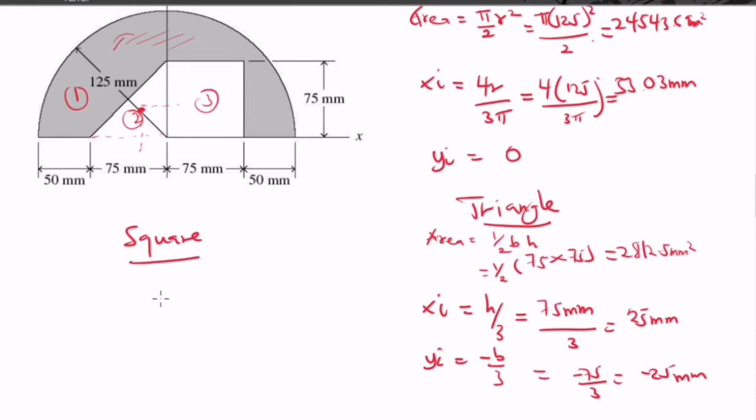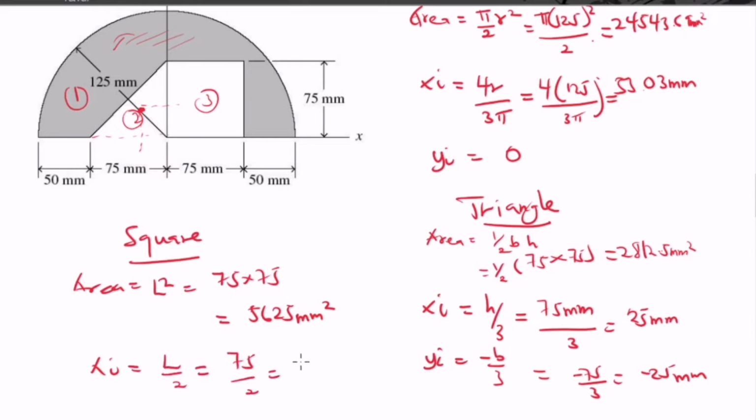For the square, the area is going to give you length squared, which in this case the length is 75. So you're going to get 75 by 75, and your area is 5625 millimeters squared. Then we find the centroid of the square. From the properties of plane figures, you're going to have the length divided by 2, which is 75 divided by 2, giving 37.5 millimeters. Note that this is also equal to the y, because it's a square. The y direction is also equal to the x direction.